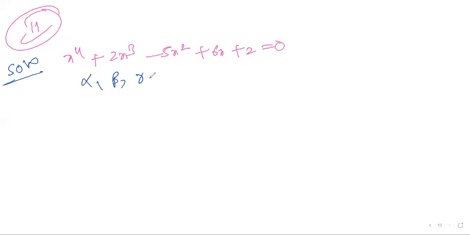What is the second bit here? Solve the equation x power 4 minus 2x cube minus 5x square plus 6x plus 2 is equal to 0, given that one is a root of it. We need to solve the equation. Solve means this equation possesses alpha, beta, gamma, delta, 4 roots. What do they mention? One root is given. What is alpha?